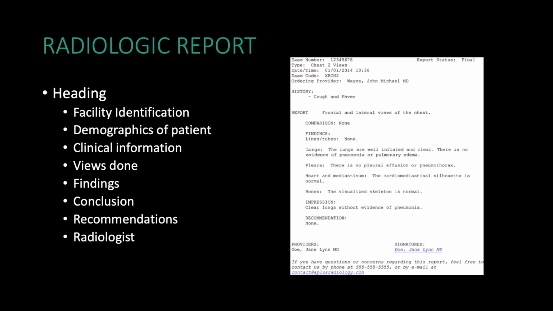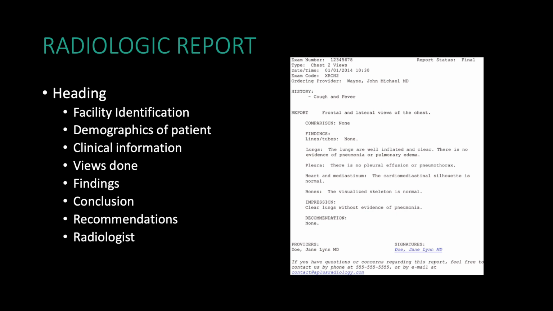So as you start looking at radiology reports, more often than not you'll get a report as opposed to the actual films coming from physicians. There's usually some sort of header that tells you the type of exam, this was a chest x-ray, 2 views, the date and time it was done, sometimes exam codes and exam numbers that they need to utilize for their organization. And then it'll tell you report status final, which means that it was interpreted by the radiologist and issued a diagnosis.